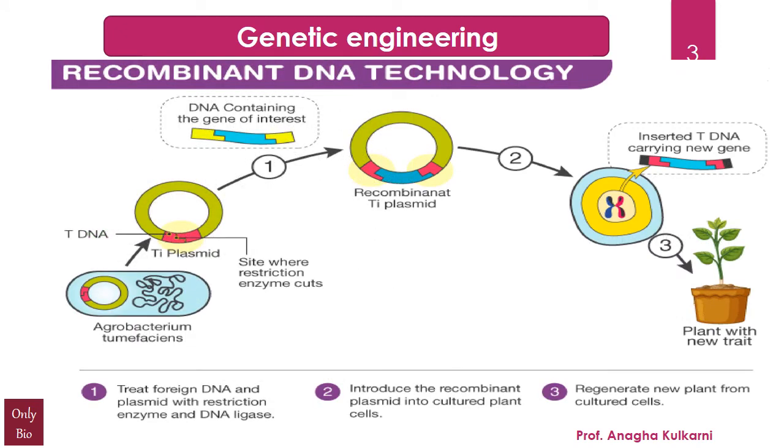On the screen, you can see an example of recombinant DNA technology used for plants. So, we take a plasmid from a bacterium called as Agrobacterium tumefaciens. This plasmid is called as the TI plasmid. That stands for tumor-inducing plasmid. So, we have isolated the TI plasmid. We cut this TI plasmid with a restriction enzyme at this particular site.